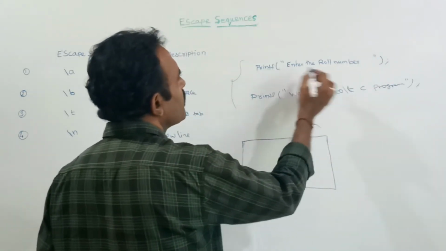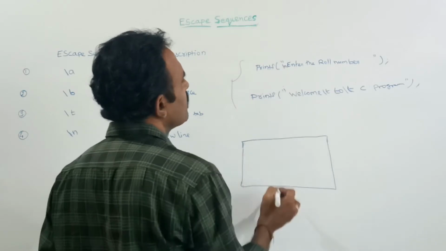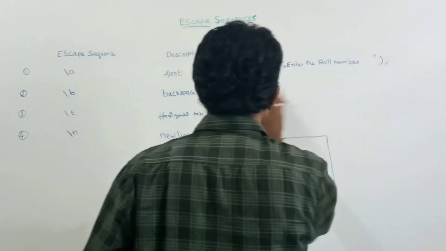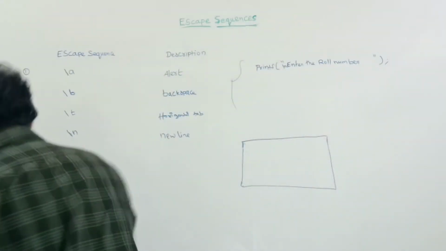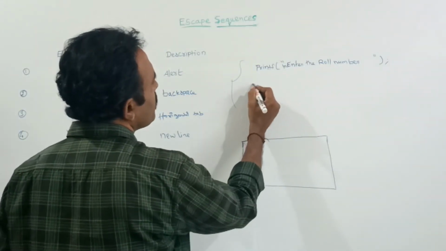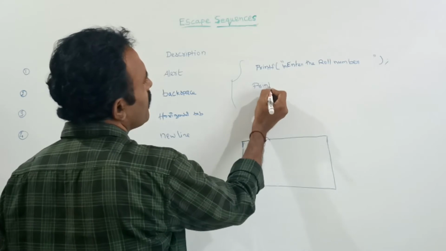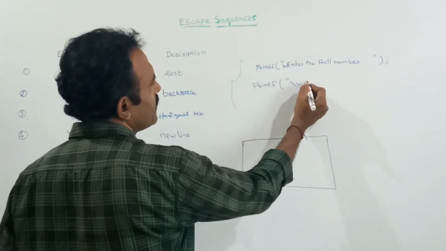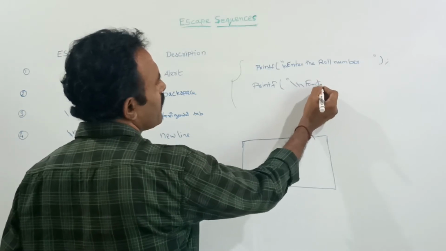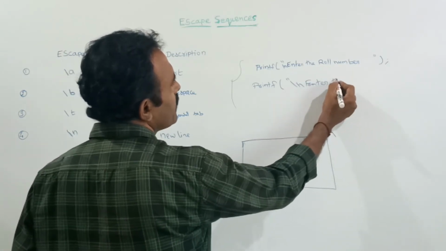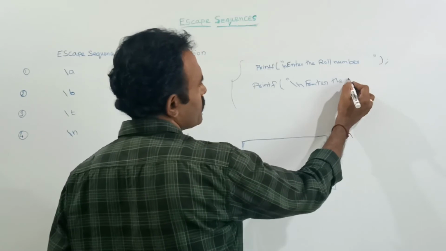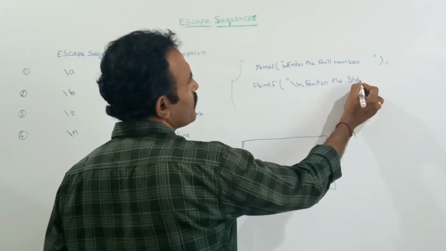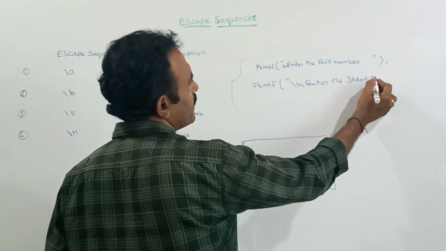Here in front I am using \n. Here, the second statement, printf, I am using \n. Here, enter the name, roll number, enter the student name.